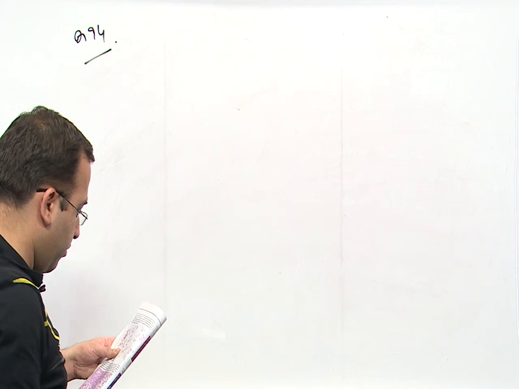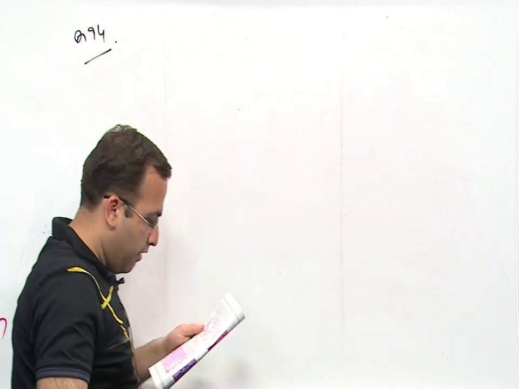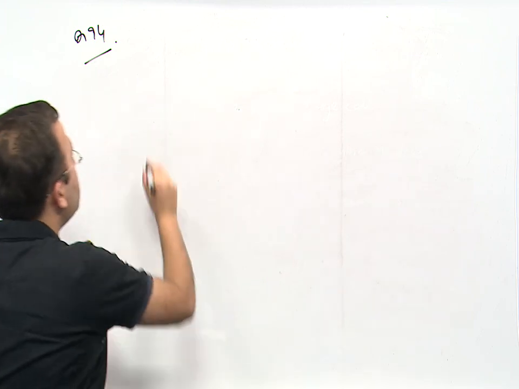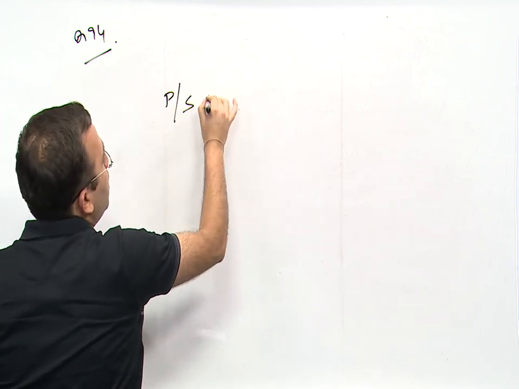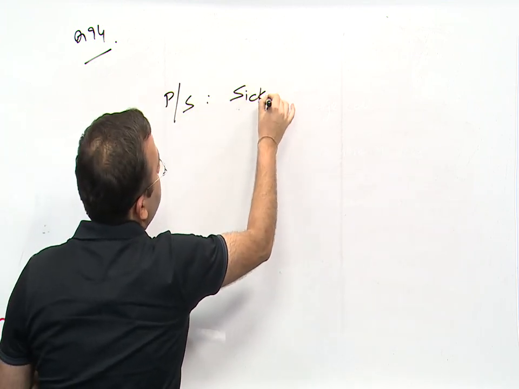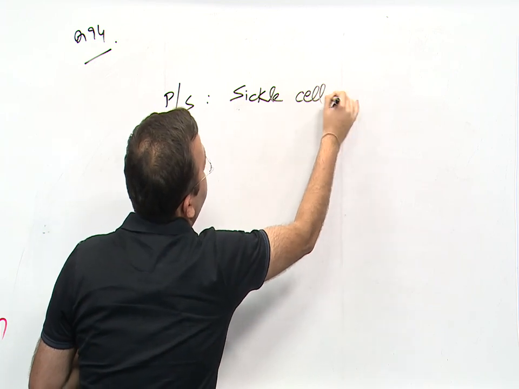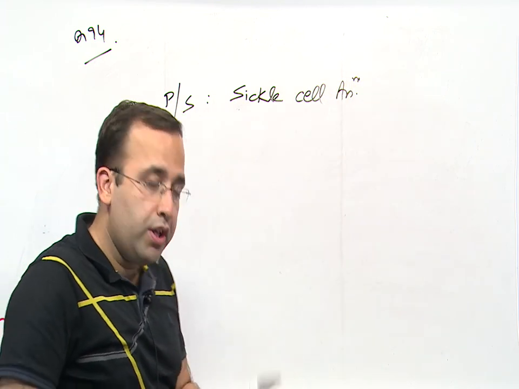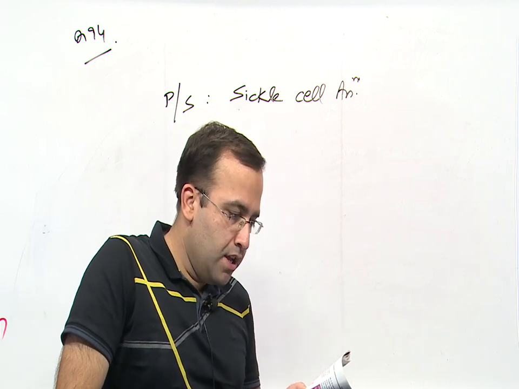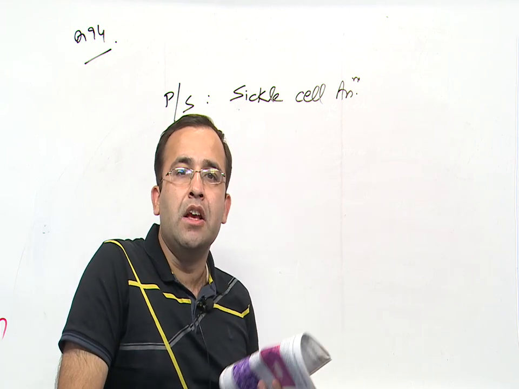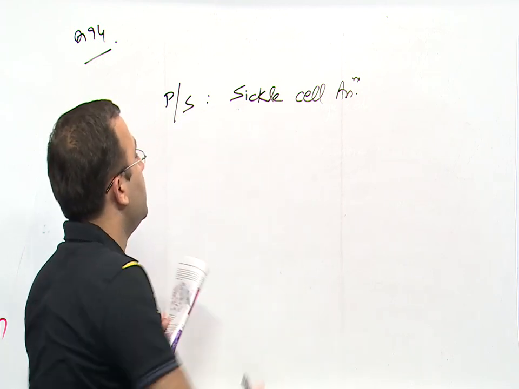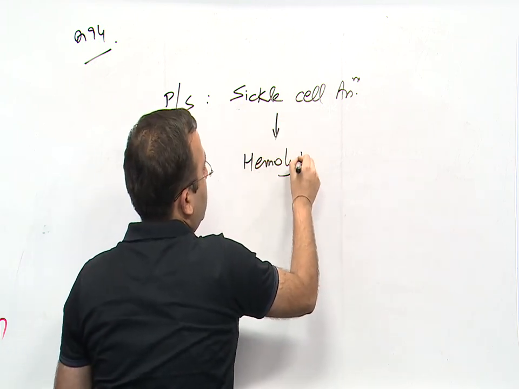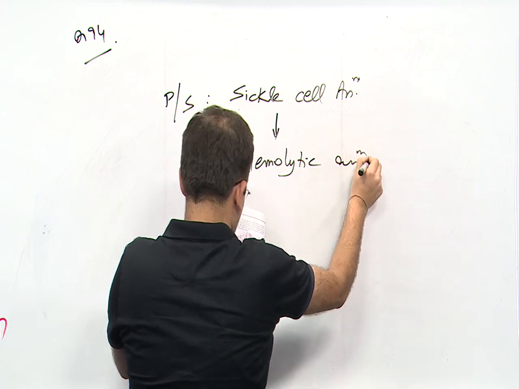Question 94. Firstly, have a look at the image. What the peripheral smear is showing you is the presence of sickle cells, making it sickle cell anemia. So now it is easy. Sickle cell anemia is a hemolytic anemia.